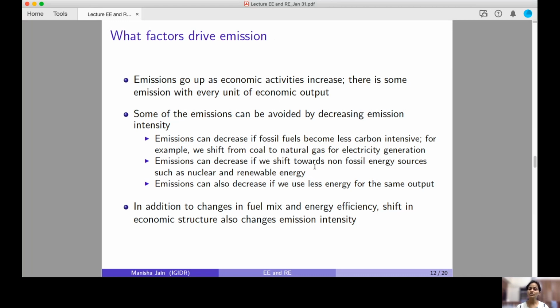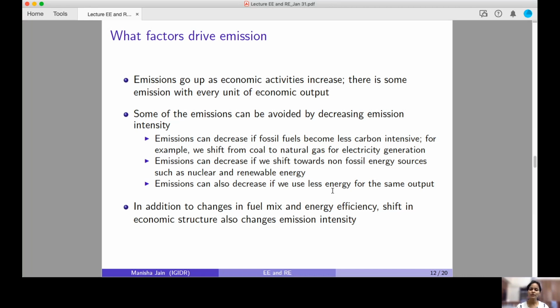Now it can also change if we shift towards non-fossil energy sources, obviously. So nuclear and renewable, if we shift towards those, our emissions can decrease through decline in emission intensity. And finally, if we use less energy for the same output, then we are burning less fossil fuels, and that will also lead to emissions decline.